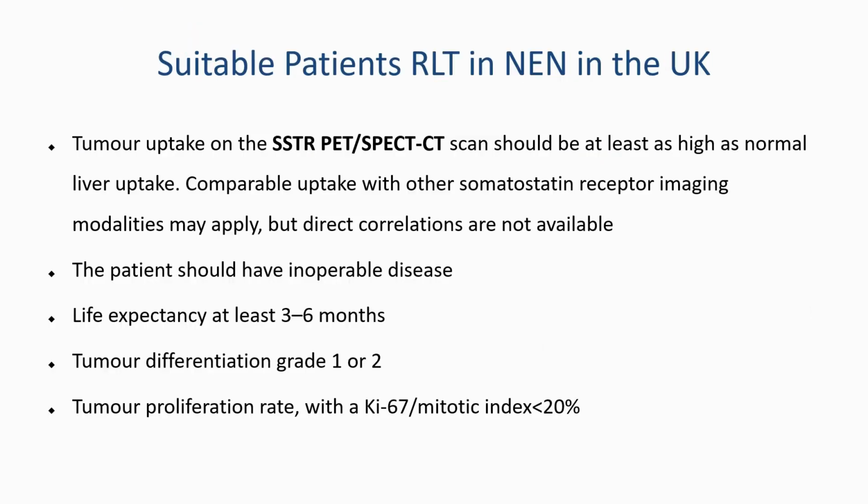Suitable patients for radioligand therapy in neuroendocrine neoplasms in the UK should ideally express somatostatin receptors with uptake that is similar to or higher than the liver. The patient should have inoperable disease with a life expectancy of at least 3 to 6 months, with a tumor that is either grade 1 or grade 2, and a tumor proliferation rate that is below 20%.